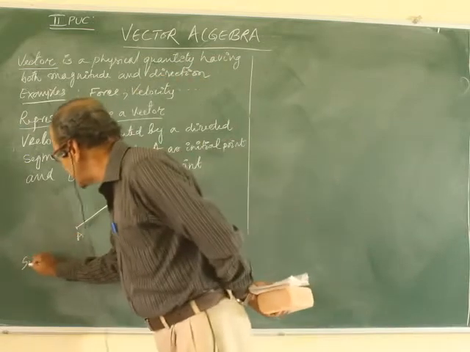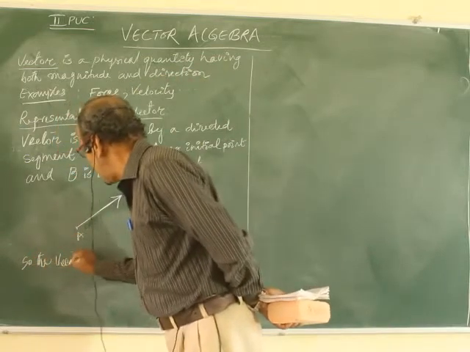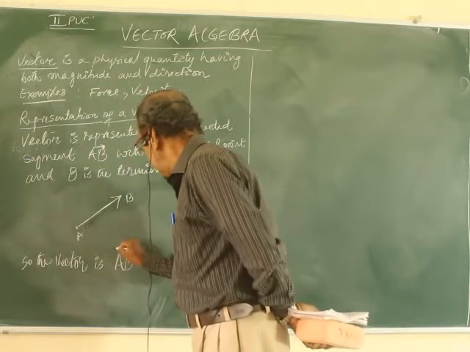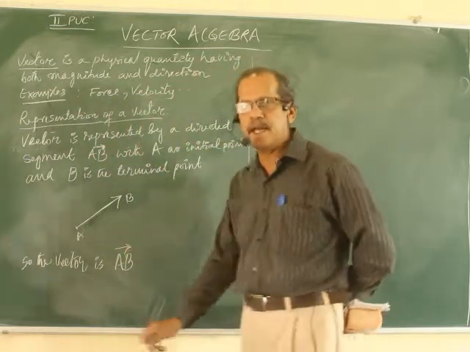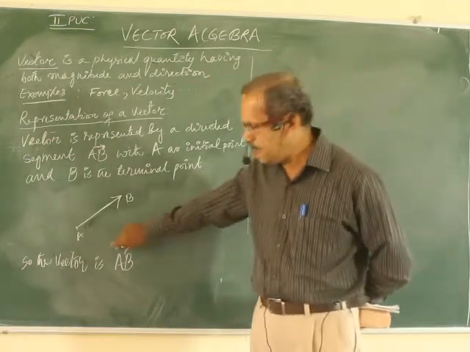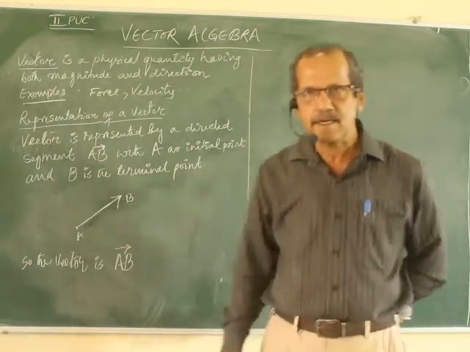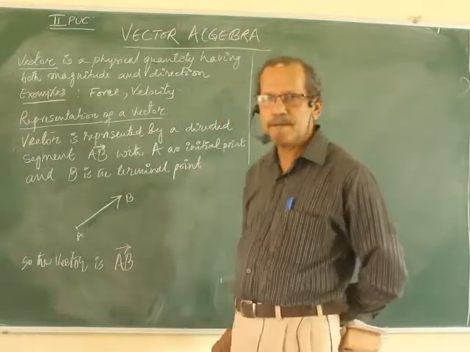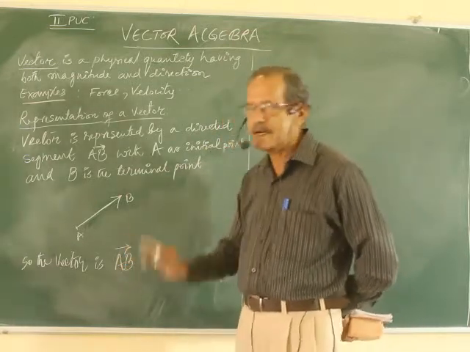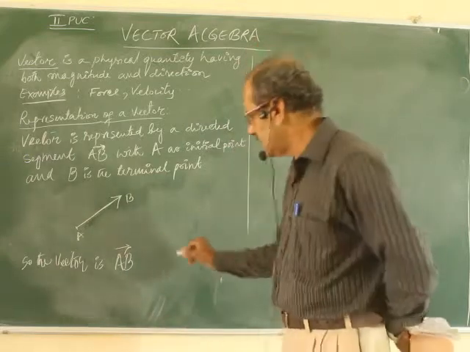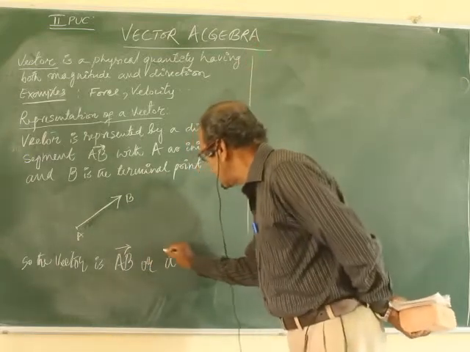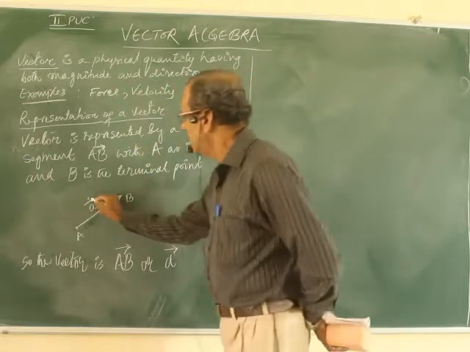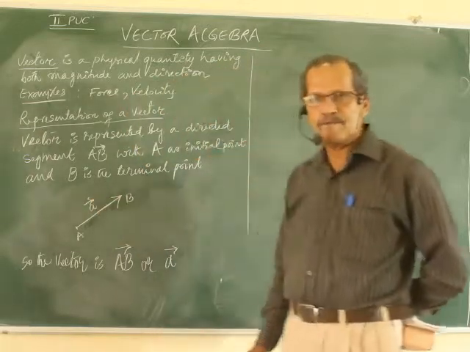So the vector is AB. You have to write it like this, vector AB. Don't write just AB, it is a straight line segment. In order to show that it is a vector, write AB with the arrow mark: initial point, end point. Or it can also be written like this, vector A, a small letter with the arrow.